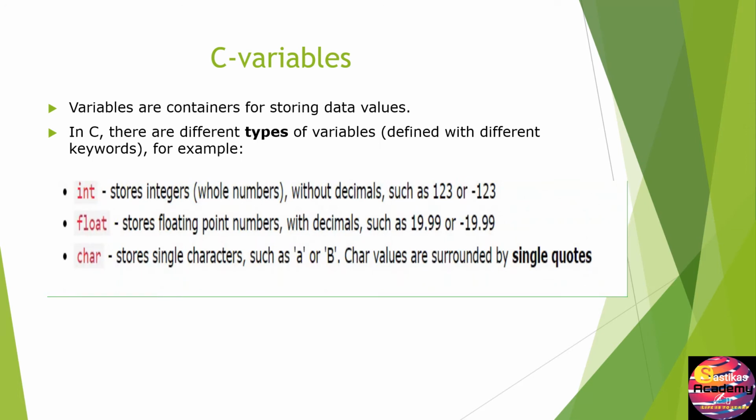There are three basic types of variables: integer, float, and character. Integer accepts only whole numbers, not decimal numbers. Float accepts decimal numbers, for example 19.99 to minus 19.99. Char stores only a single character such as A or B within single quotes.